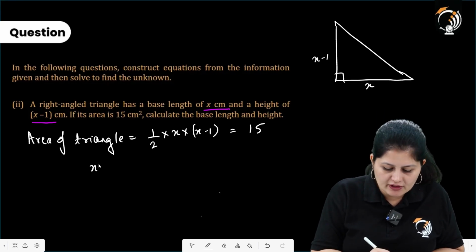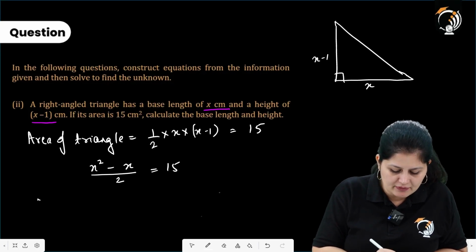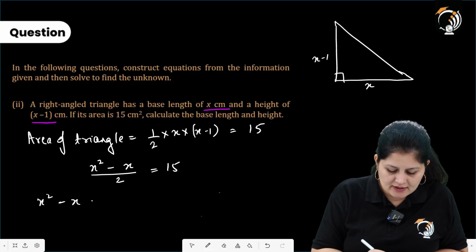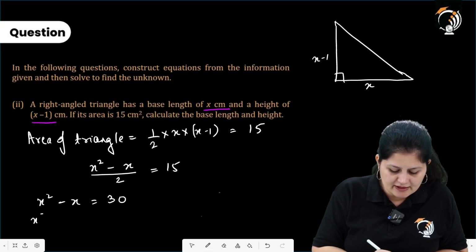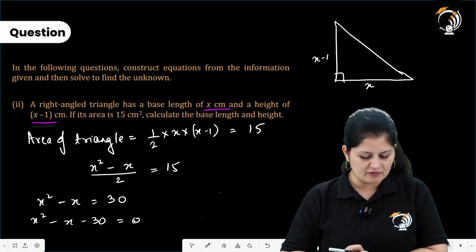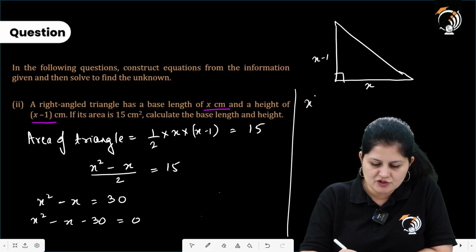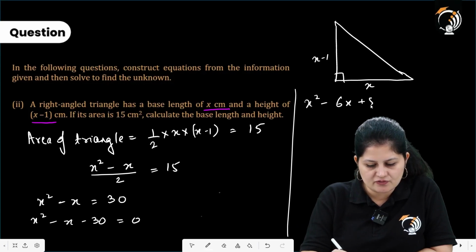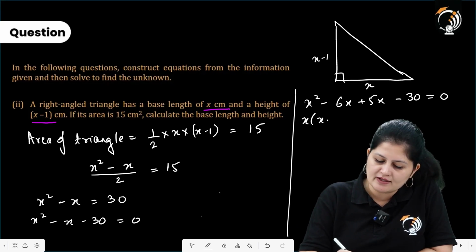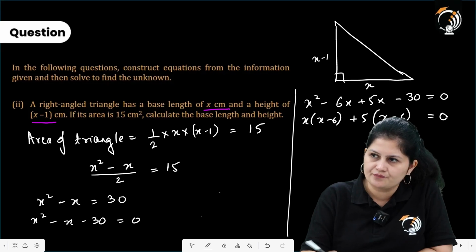So what we have got here is x square minus x over 2 is equal to 15. So this can be written as x square minus x is equal to 30. Further, we can write it as x square minus x minus 30 is equal to 0. Now we need to find the factors of minus 30 such that we get minus 1. So let me just do it here. It is going to be simply x square minus 6x plus 5x minus 30 is equal to 0. So it is going to be x minus 6 plus 5 times x minus 6 is equal to 0.